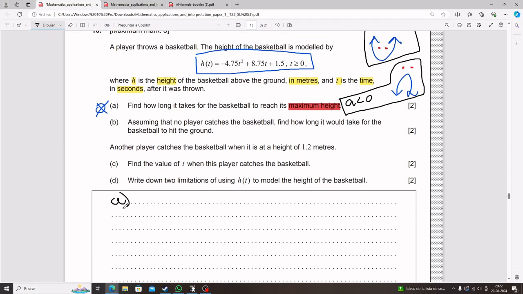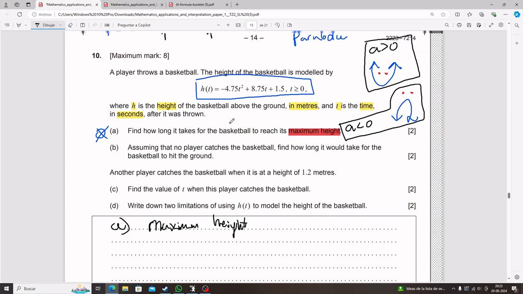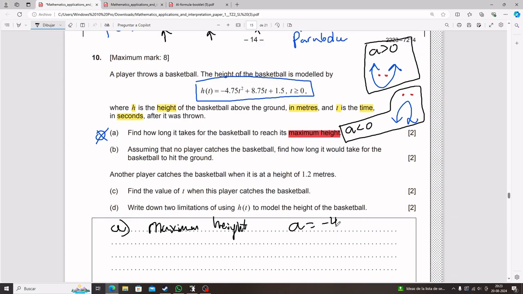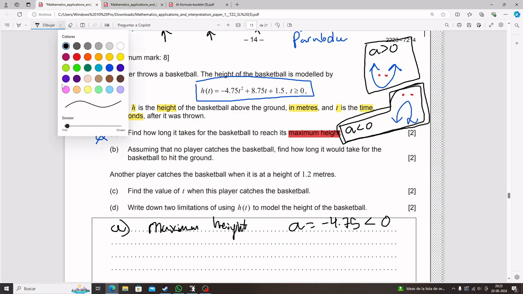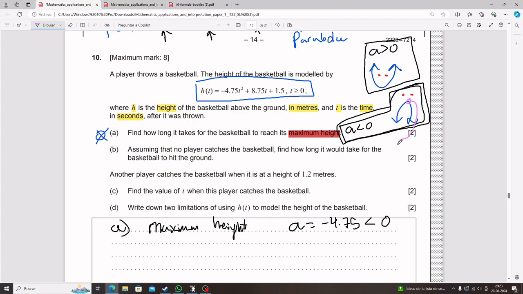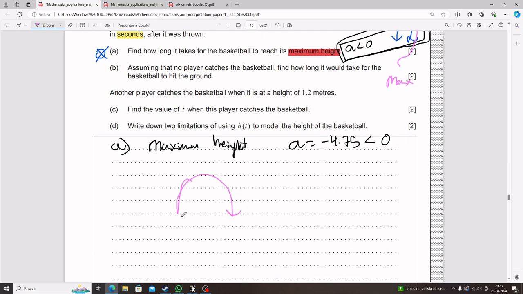And so for part A, it makes sense that they're asking for maximum height, because my value for a is negative. My value for a is negative 4.75, which is less than 0. And because it's negative, you have a sad face. And if you have a sad face, notice you have a maximum. If you have a happy face, you have a minimum. So that's the first observation I'm going to make. It makes sense that we're looking for a maximum because our parabola looks something like this.